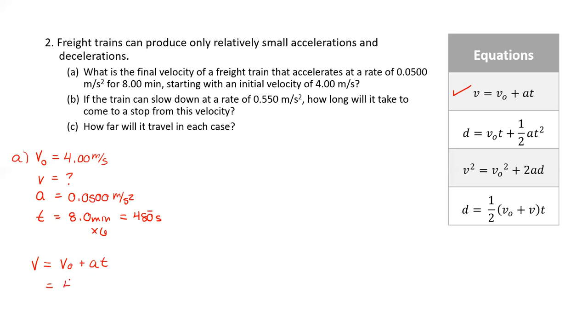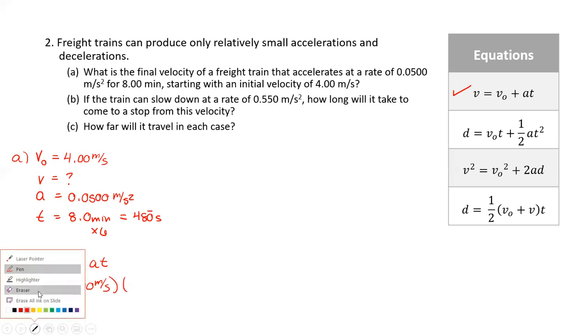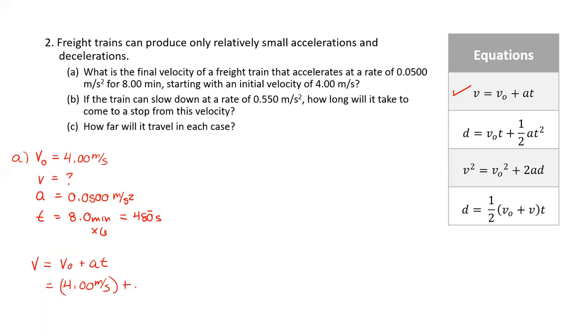Substituting in, we get 4.00 meters per second, plus an acceleration of 0.0500 meters per second squared. That should be another 0 in front, we'll squeeze that in, so 0.05 rather. And then our time is going to be 480. Putting all of that into your calculator, the train is going to have a final velocity of 28 meters per second.